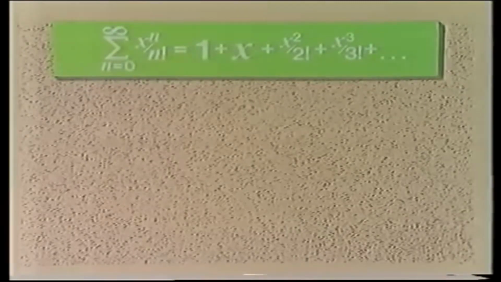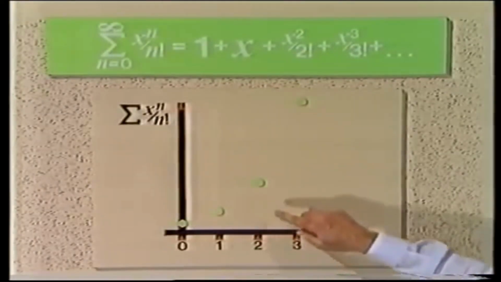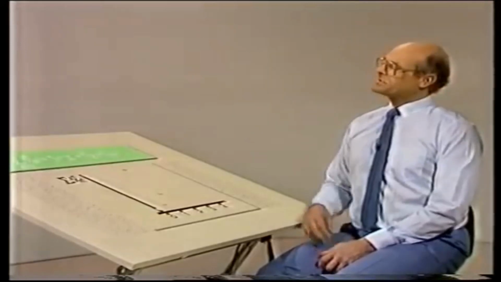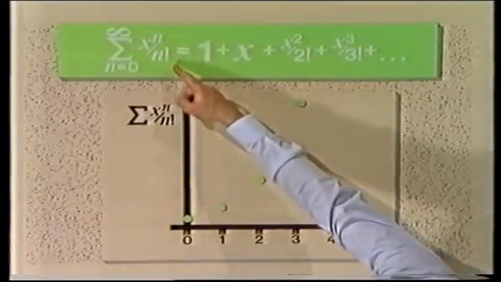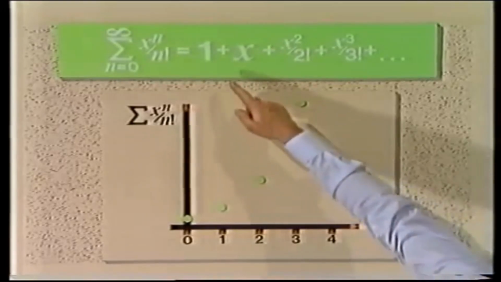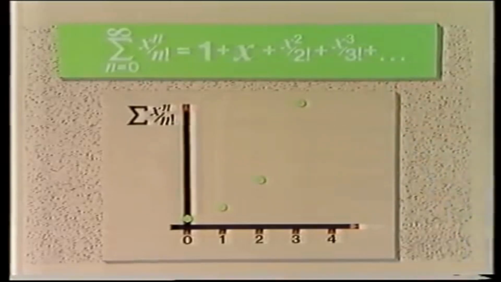I've assumed that the series is convergent and plotted some of the values. But even to get an indication of the graph, I should have to plot many more values. It would be easier to think of sigma x to the n over n factorial as a sum of functions, and add up the terms as graphs. Then I can check whether the final graph is that of e to the x.